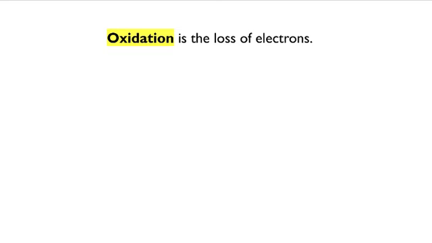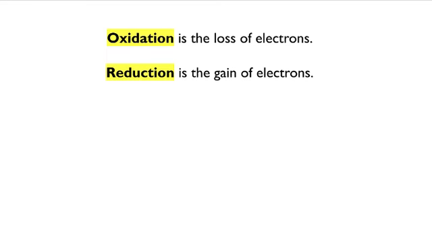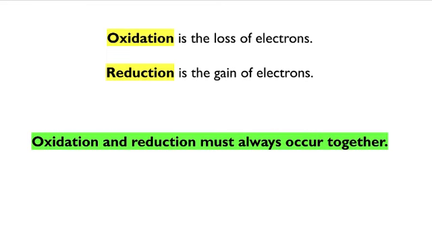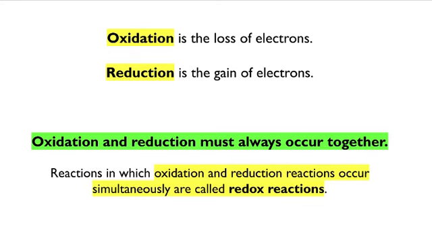Let's get to it. So chemical reactions always involve some changes in electrons. When we're talking about oxidation, we are talking about losing electrons. When we're talking about reduction, we are talking about gaining electrons. Oxidation and reduction have to happen together, which makes some sense because if one atom is losing electrons, another atom has to be gaining those same electrons, right? They have to go somewhere. So oxidation and reduction must always occur together.